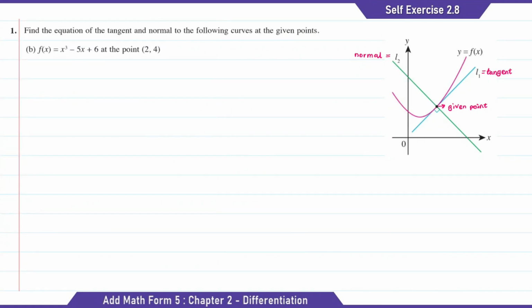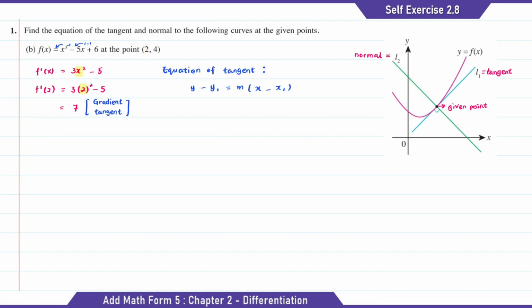Question B. First, find the first derivative. This is equal to 3x squared minus 5. To find the gradient of the tangent, substitute the x-coordinate of the given point into the first derivative. This is equal to 12 minus 5, which is 7. To find the equation of the tangent using this formula, with the given point as x1 and y1, we get y minus 4 equal to 7 times x minus 2. Then y equal to 7x minus 14 plus 4. Then the equation will be y equal to 7x minus 10.